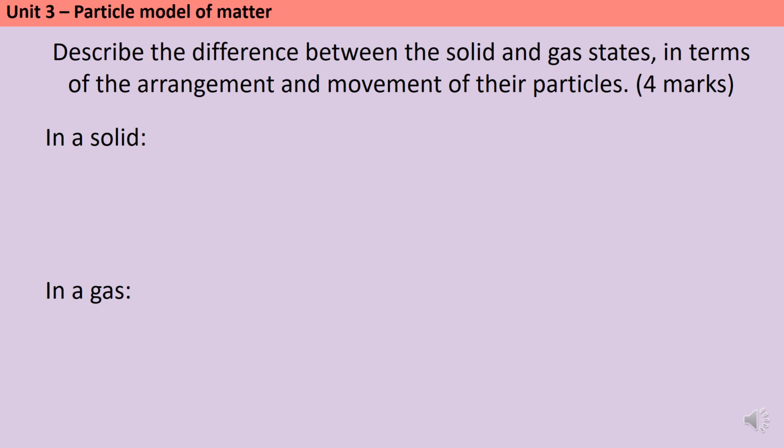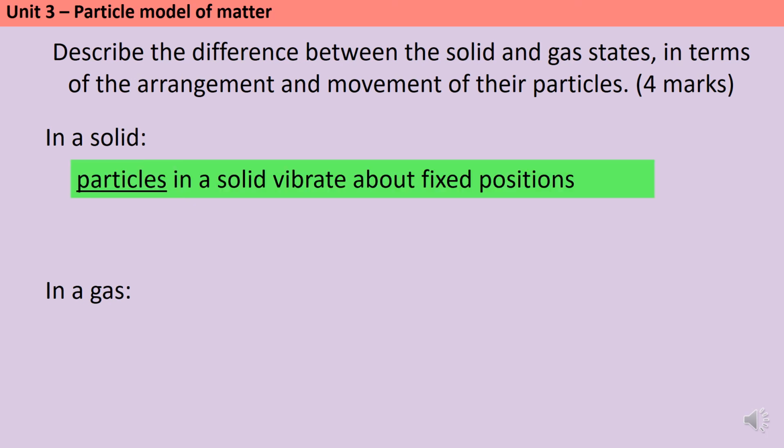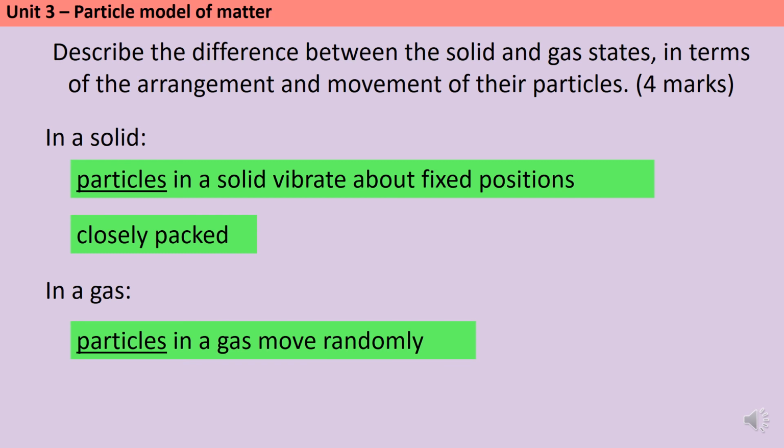So here's a typical exam question to allow you to test yourself as to whether you've understood this so far. It's 4 marks, so you need to be making 4 points. So pause the video and see if you can now describe the difference between the solid and gas states in terms of both the arrangement of the particles and how they move. In a solid, the particles are vibrating about fixed positions, and they're closely packed together, whereas in a gas, the particles are moving randomly and they are much further apart.